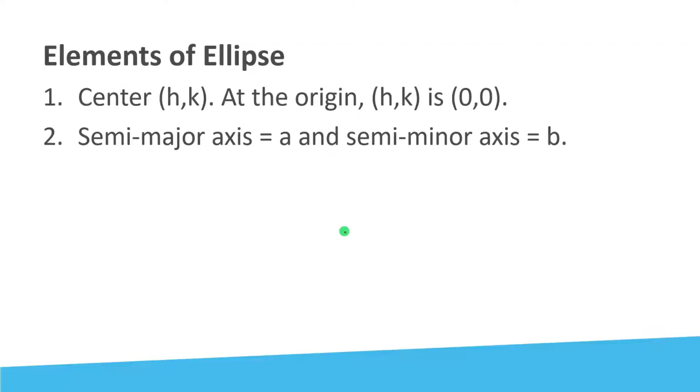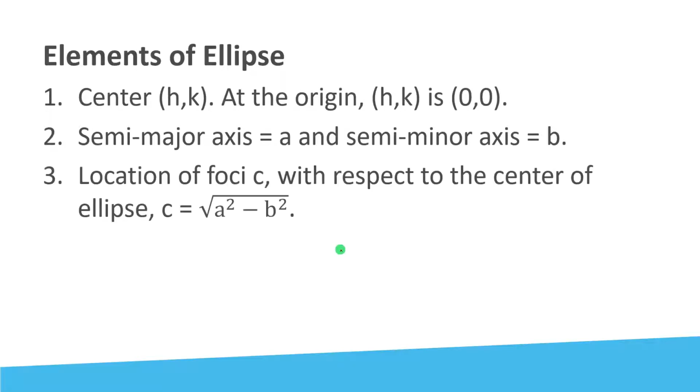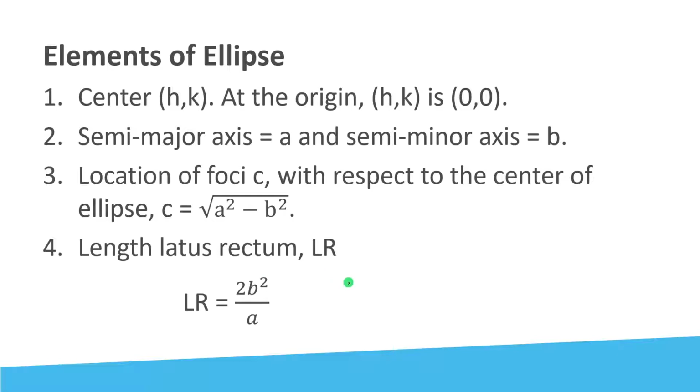The elements of the ellipse: the center is at h and k. If it is at the origin, it should be 0, 0. The semi-major axis is equal to a, and the semi-minor axis is equal to b. The location of the foci is c. Using the Pythagorean theorem, c is equal to the square root of a squared minus b squared. So, c is essential in locating the foci. It's the distance from the center going to the foci of the ellipse. For the length of the latus rectum, we have a formula of 2b squared over a.